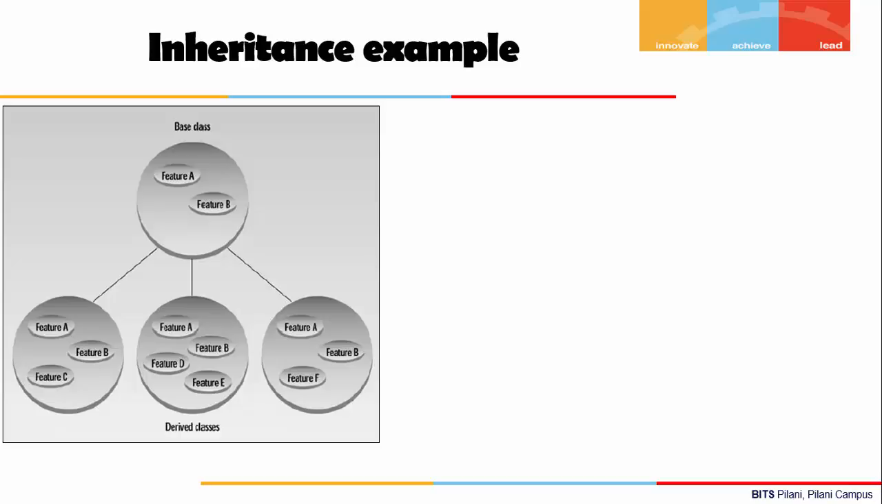We know that a derived class inherits member functions of the base class. So these are all derived classes. They will inherit the member functions of the base class. The derived class can be used anywhere the base class is expected. However, a base class cannot be used anywhere the derived class is expected.